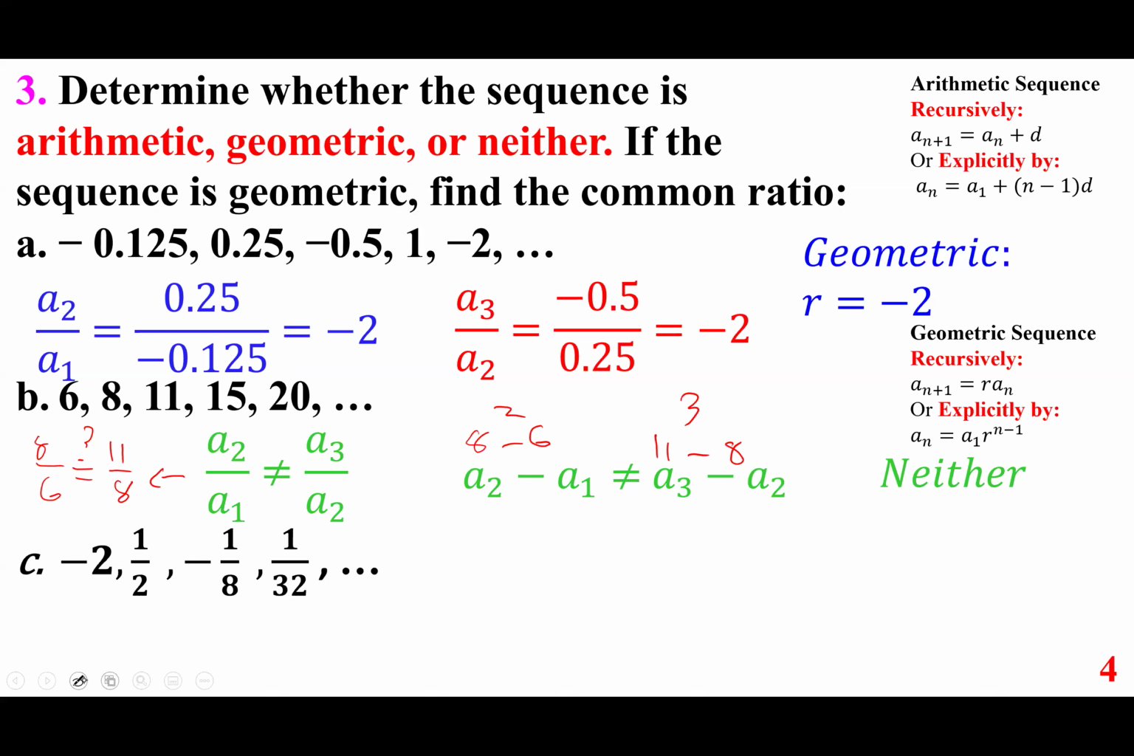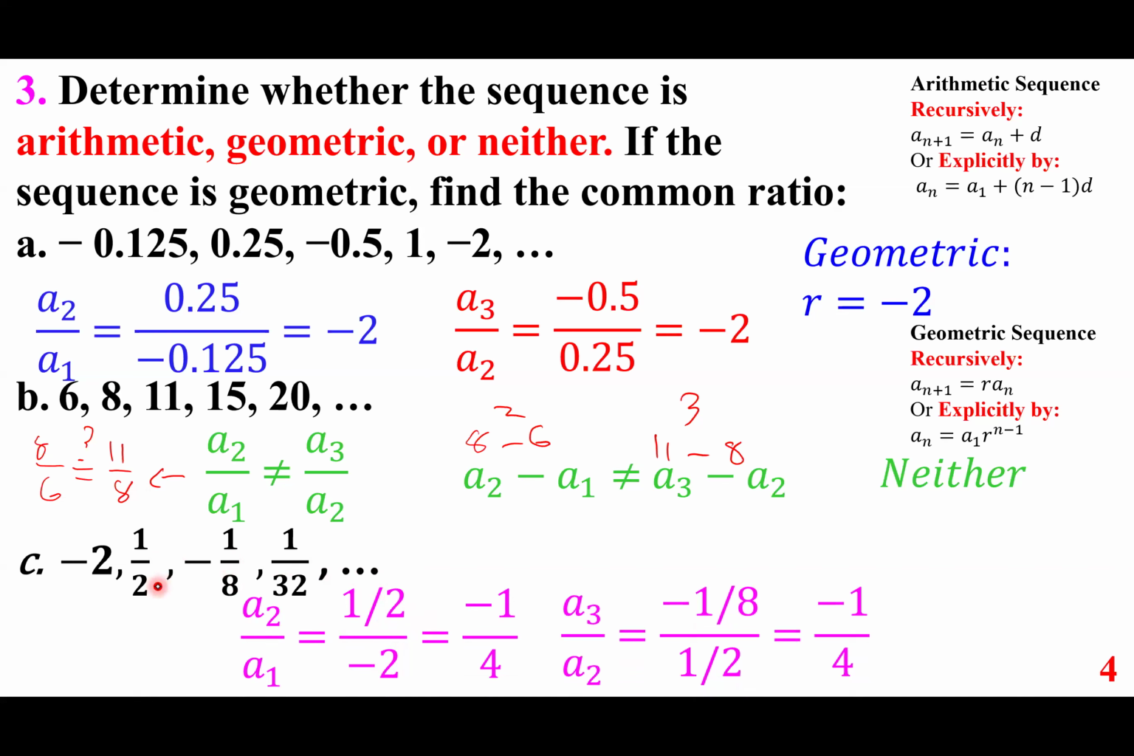This one again, we can do the same thing. So for example, look at the ratio, 1/2 over negative 1/2. I hope you recognize this as a complex fraction that becomes 1 over negative 4, or negative 1/4. But you're not done. You have to check these two and perhaps even these two. If I divide negative 1 over 8 by 1/2, I get the same number. And that proves it's a geometric sequence with r being negative 1/4.